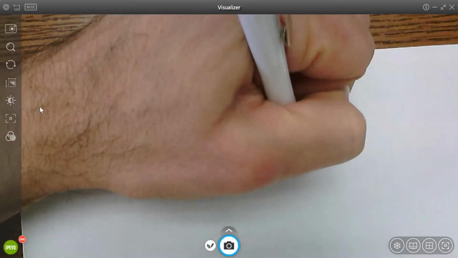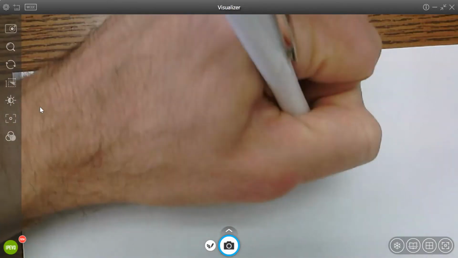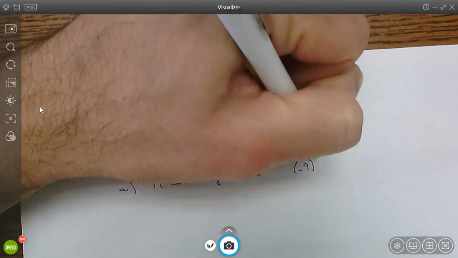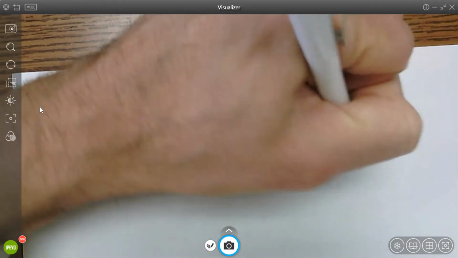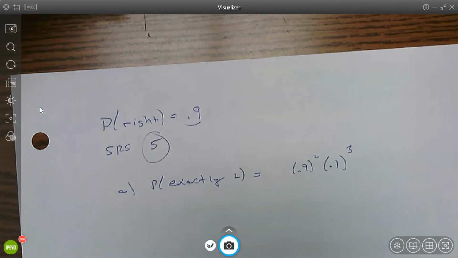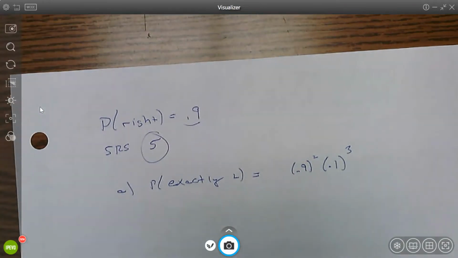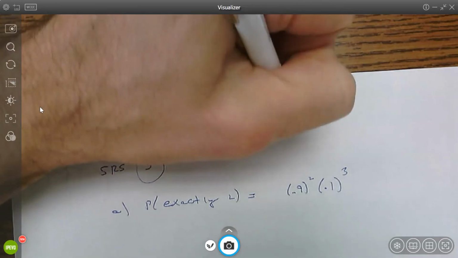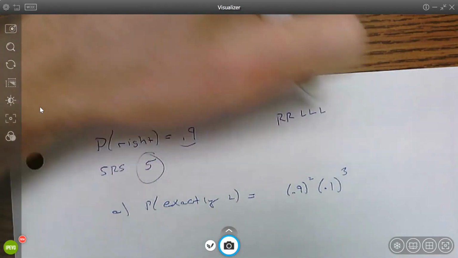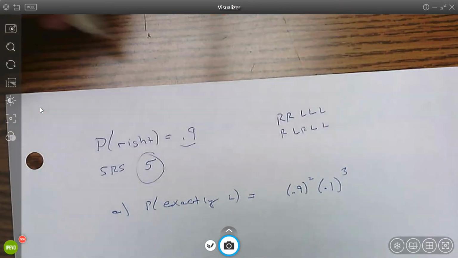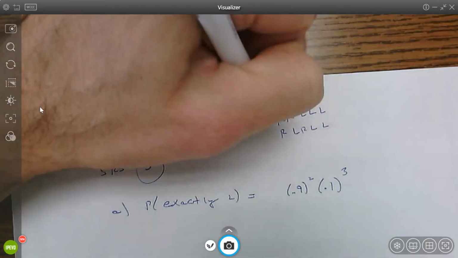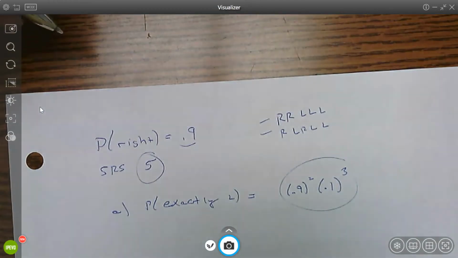So that means I need 2 successes. Each trial is independent, so 0.9 times 0.9, so right-handed and right-handed. And I need the other 3 people to not be right-handed. Now, there's a couple different ways this can happen. The first 2 people could be right-handed and the last 3 left. It could be like the first and the third, and so on and so forth. Every single one of these scenarios has this same probability.